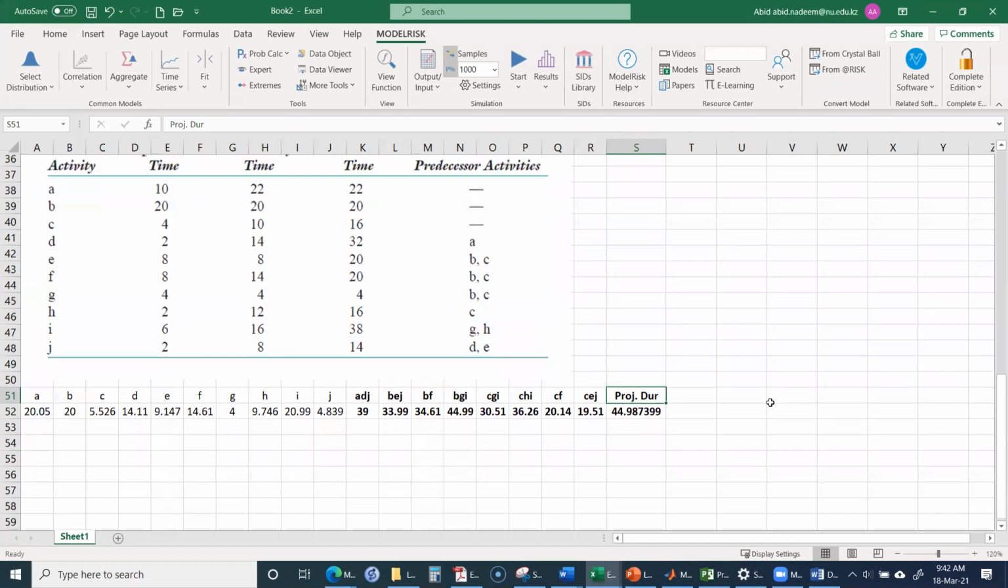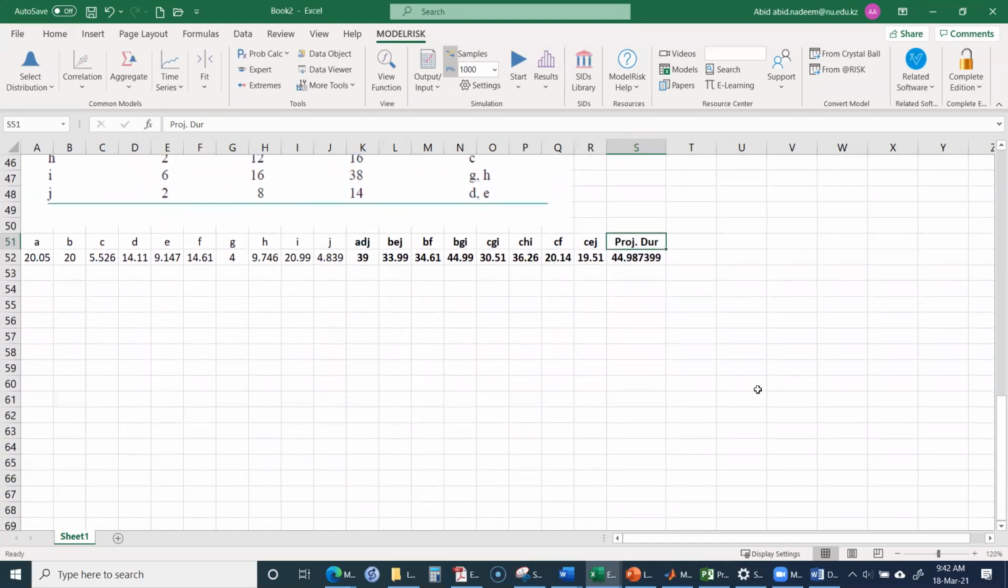So now the model has been set up, and now it's time to run the simulation. It is your choice how many simulations to run: 1,000, 2,000, 5,000, whatever. The default is 1,000. So just run these 1,000 simulations. That will provide 1,000 different combinations of A, B, C, D, E, F, G, H durations. And for each, it will calculate the project duration, and it will provide us some distribution.